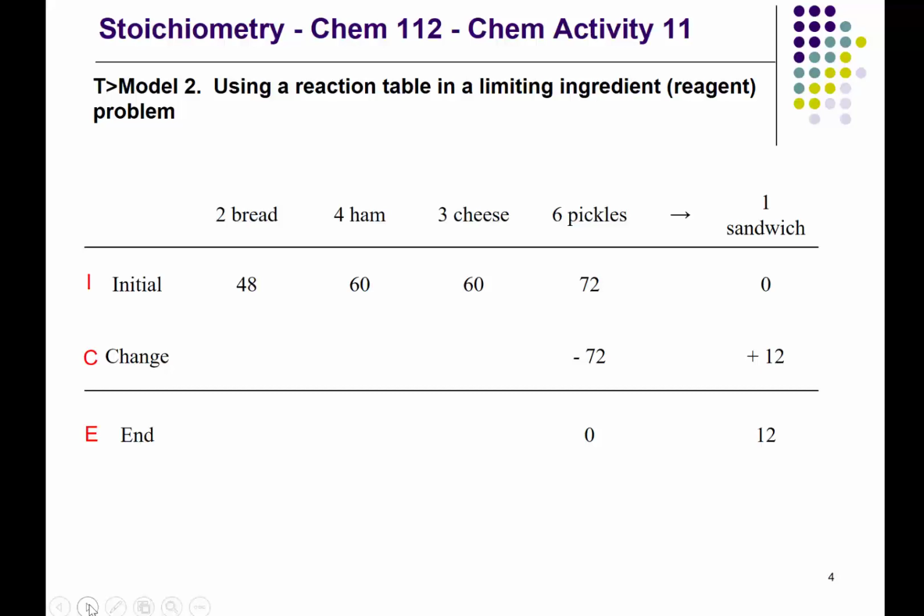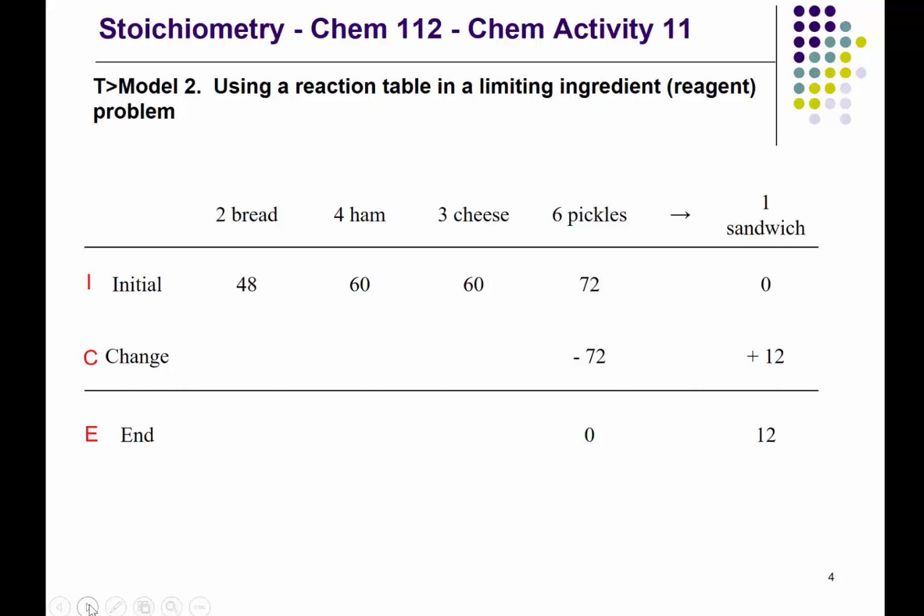Of course, it'll be 0 sandwiches because the reaction hasn't happened yet. And then, because we know the pickles are limiting, we'll know that all of those will get used up. And notice it's negative 72 because they're consumed. And we know that 12 sandwiches will form.